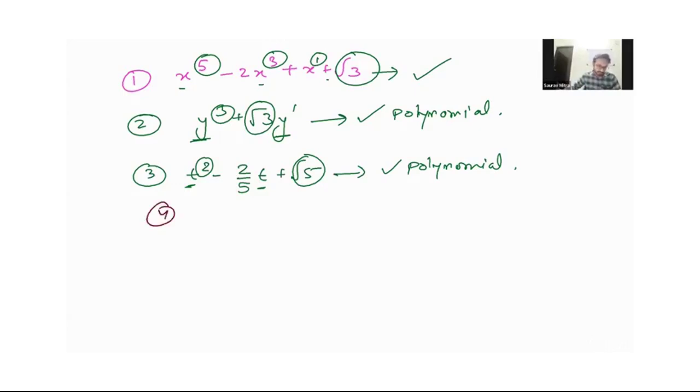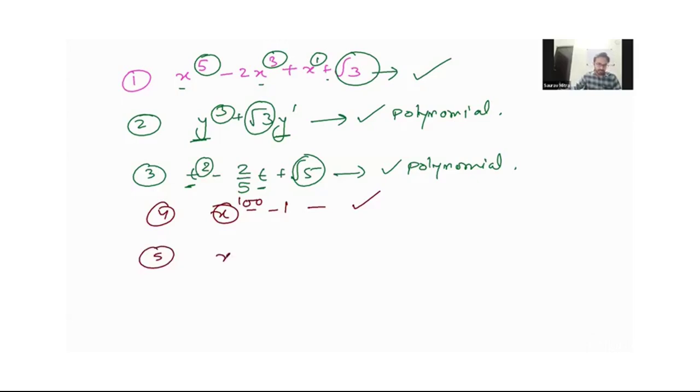Now next, x to the power 100 minus 1. Again, this is the variable and the power is 100. It is a whole number, not negative and not a fraction. This is also categorized as a polynomial.